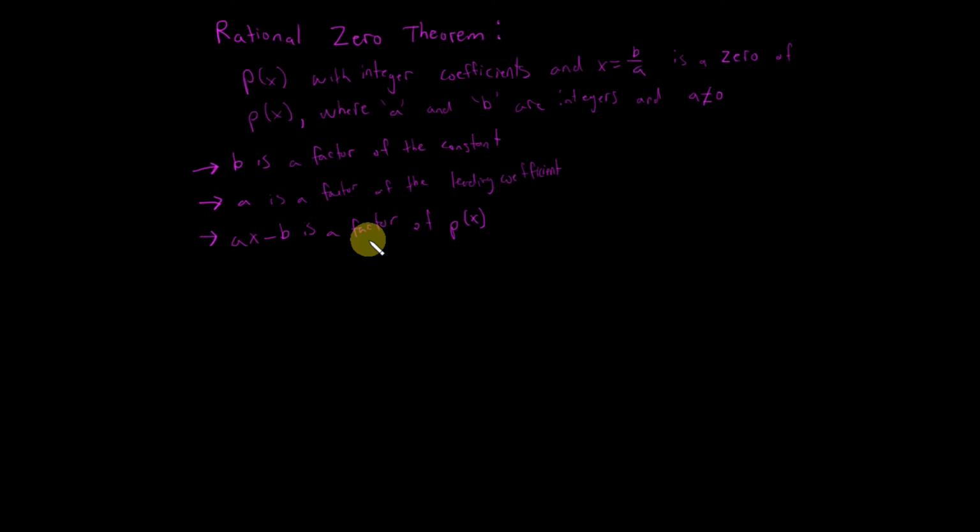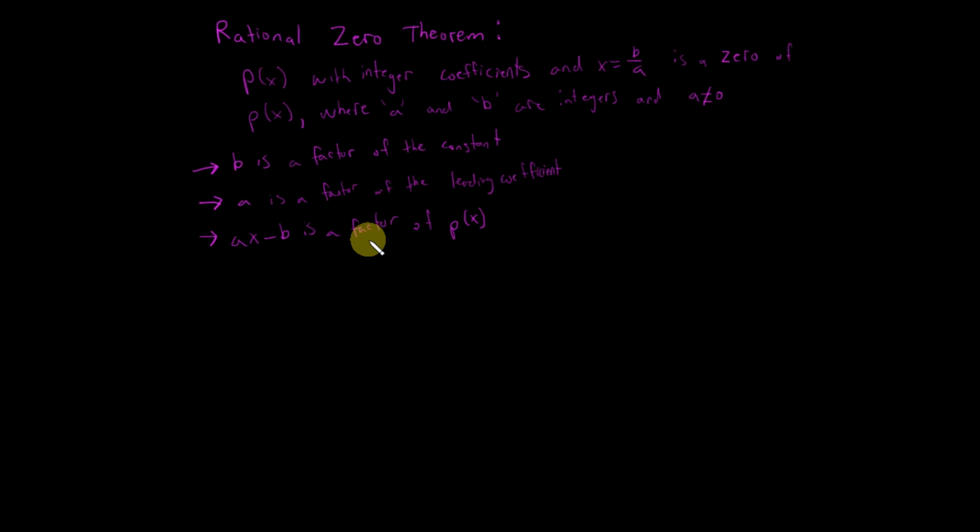So x equals b over a. That's a root. That's where it crosses the x-axis. Where a and b are both whole numbers, and a cannot equal 0. So that basically means, again, they are whole numbers, and the denominator can't equal 0 because then it would be undefined. Then it means that b is going to be a factor of the constant term.